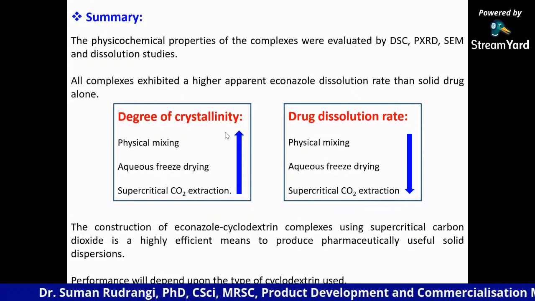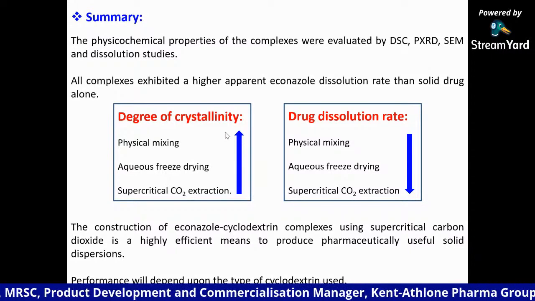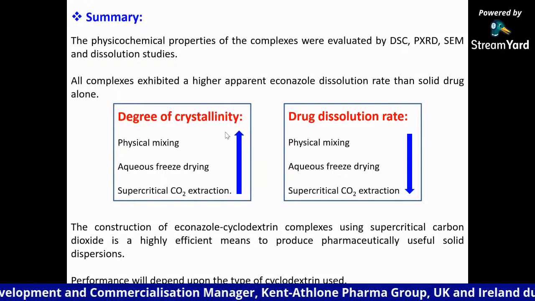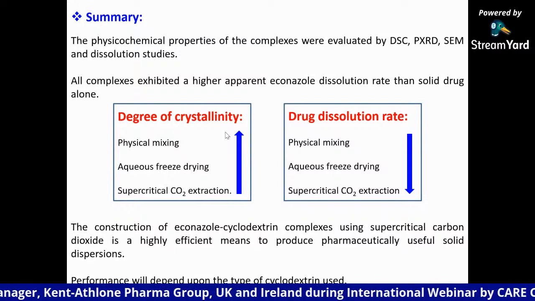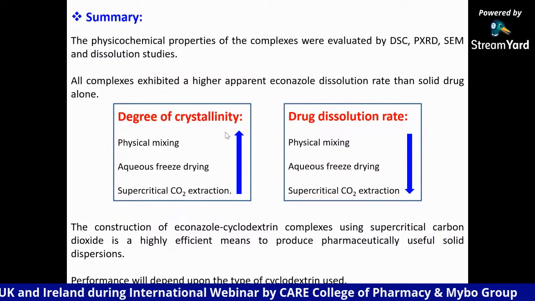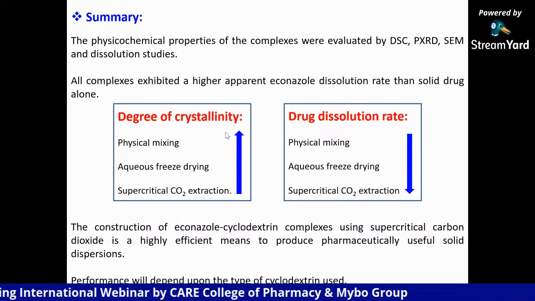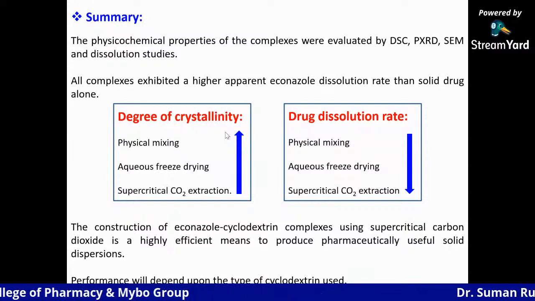So the construction of econosol cyclodextrin complexes using supercritical carbon dioxide is a highly efficient means to produce pharmaceutically useful solid dispersions. And performance will depend upon the type of cyclodextrin used. Friends, in this study, we can see that freeze drying and supercritical carbon dioxide processing showed greater results.